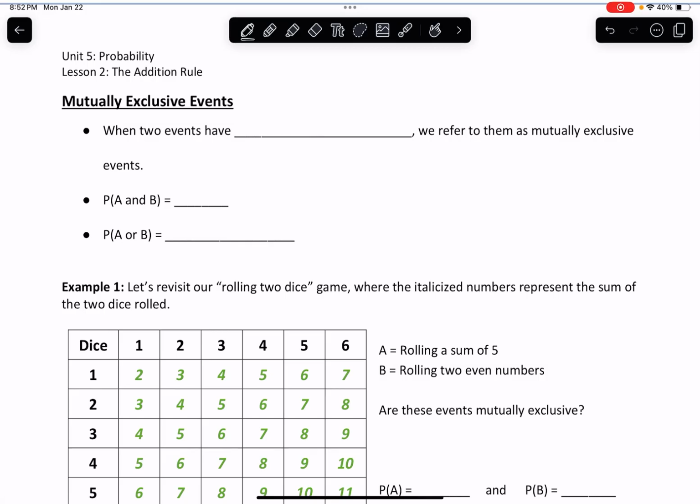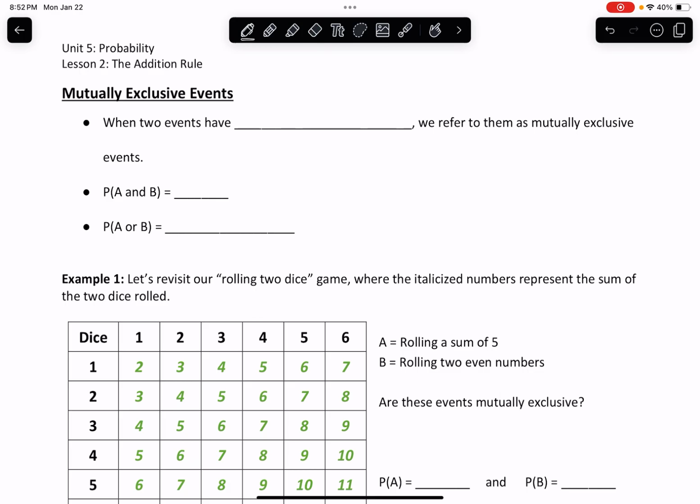This is Unit 5 on Probability, Lesson 2, all about the addition rule. And we're going to start by talking about mutually exclusive events. So when we talk about our events, if these two events have no outcomes in common, so they have no shared outcomes, then we call them mutually exclusive events, and you will often see me abbreviate this as capital M dot capital E, just because I don't want to write out mutually exclusive every time we talk about it.